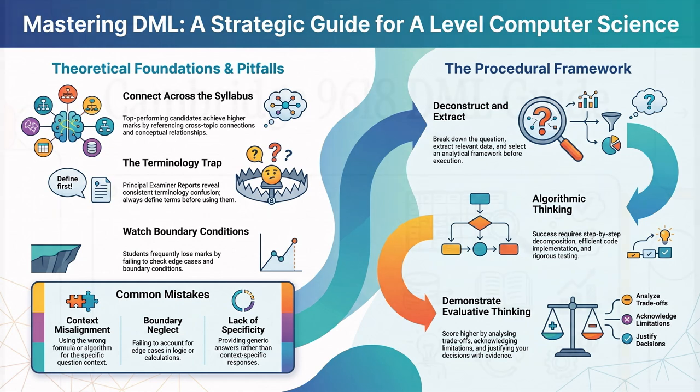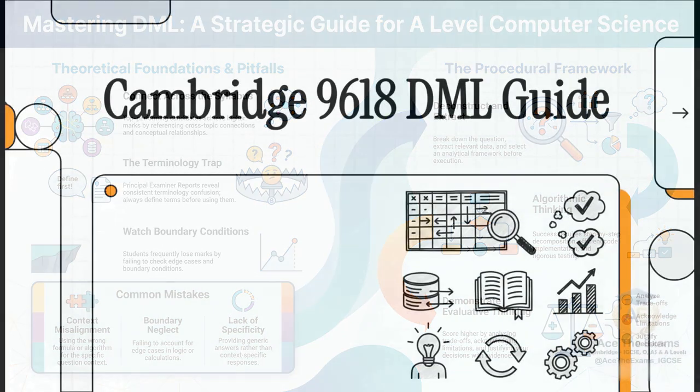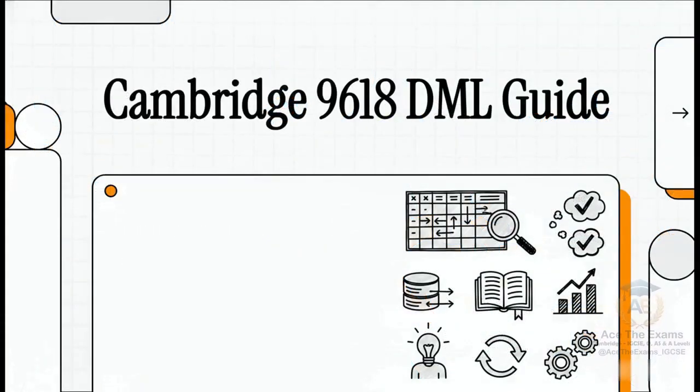So, get this. Did you know that Cambridge examiners consistently report data manipulation language, or DML for queries and maintenance, as one of the most profoundly misunderstood areas in the entire 9618 computer science syllabus? It's true. Global averages on these specific multi-step questions are shockingly low. It's just a massive point drainer for so many students. But hey, today, we're going to fix that.